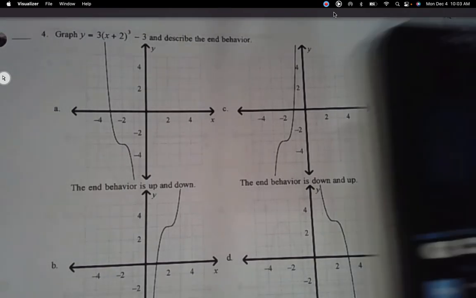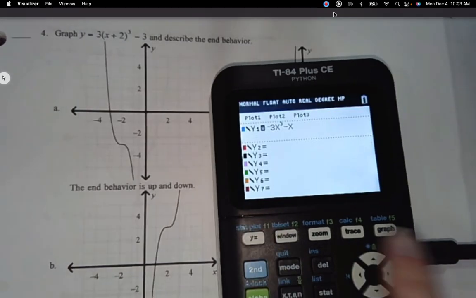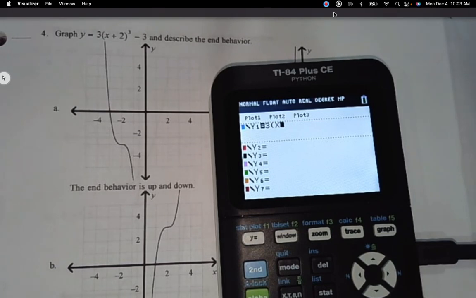And you can type it in just like they have it. So if you go to y equals 3, and then they have parentheses, so we have parentheses. X plus 2 to the third minus 3. Everybody good with that?